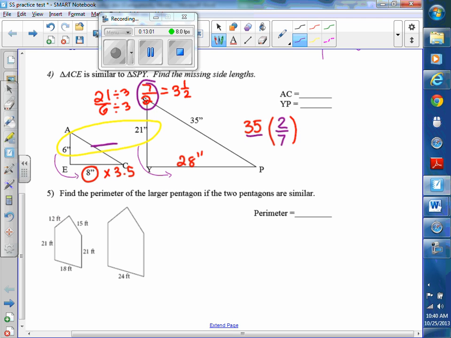And so we've spent all that time reviewing fraction multiplication. Now you might see why we spend time doing that. 7 goes into 35 5 times. So 5 times 2 is 10. So AC is 10. YP is 28. Oops. And these are all in inches.